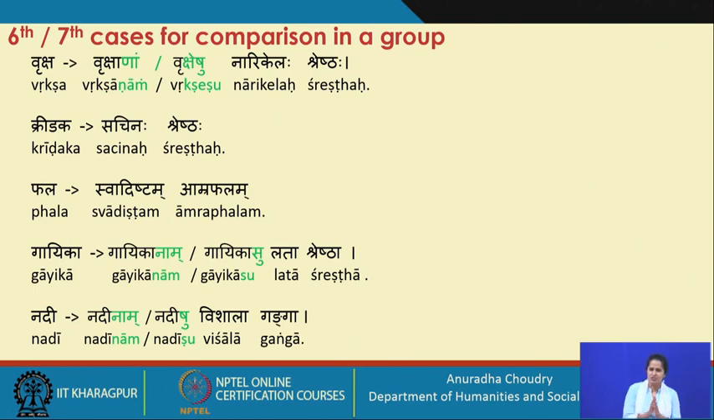gaikasu. So just draw your attention to this small detail. We see that for the sixth case in the plural, the gender doesn't matter. So you have vrikshanam and you have gaikanam. But in the feminine of the locative case, there is a slight difference in pronunciation and in the form. So vriksheshu becomes gaikasu. And then you have gaikasu Lata Mangeshkar Shreshtha. Moving on to Nadi, we have Nadi, Nadinam or Nadishu, Vishala, Ganga. Nadishu, Vishala, Ganga.